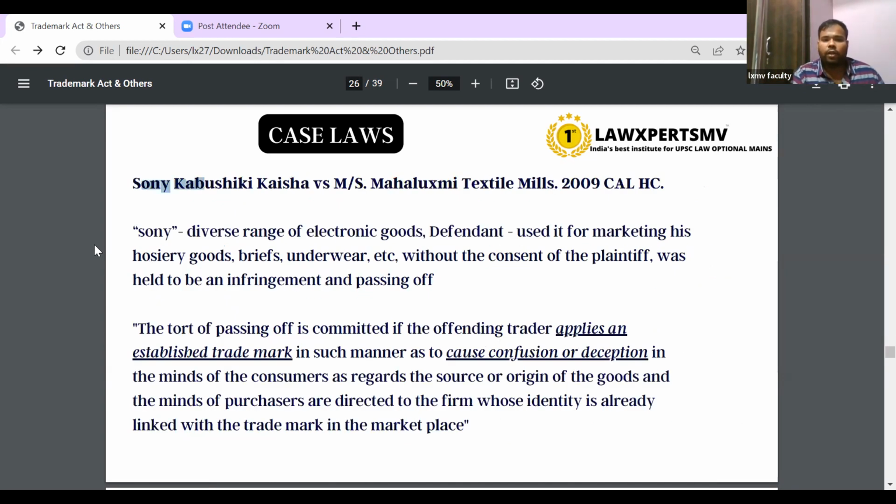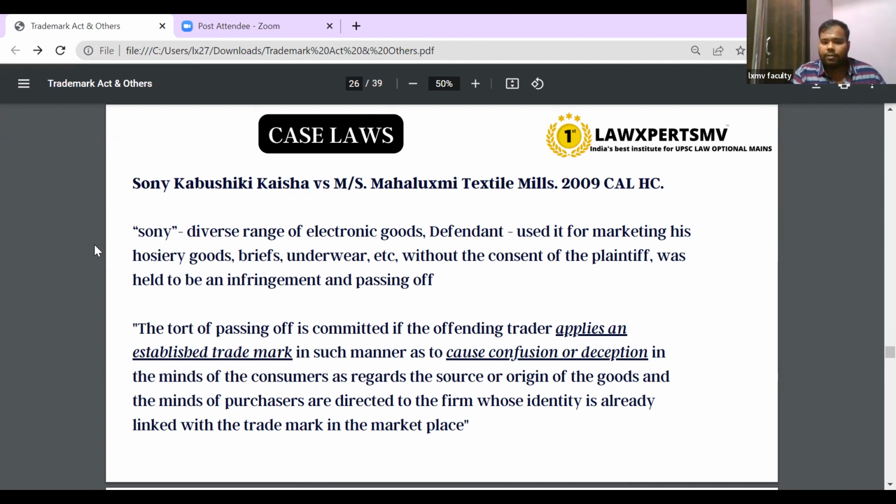Another case, Sony Kabushiki Kaisha versus Mahalakshmi Textile Mills. In this case, this particular person was making some cloths, and on that cloth he was affixing the name Sony. But we all know the Japanese manufacturer Sony, who manufactures all kinds of electronics. So the court said that no, you won't be able to use this word Sony, because this is an infringement as well as passing off. You should not do that.